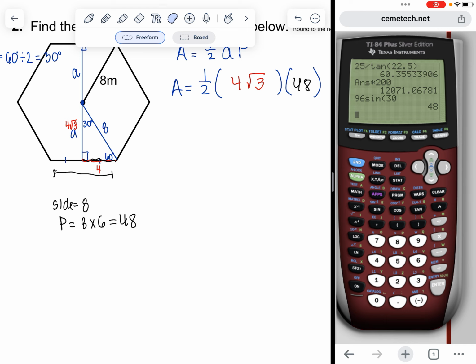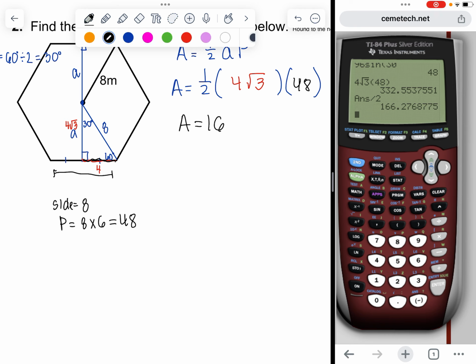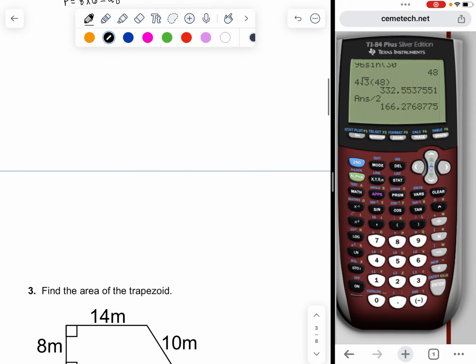All right, so I'm going to do 4√3 times 48, and then divide this by 2, and I get 166. Area equals 166.28 meters squared. So notice knowing your 30, 60, 90 triangles is a time saver.